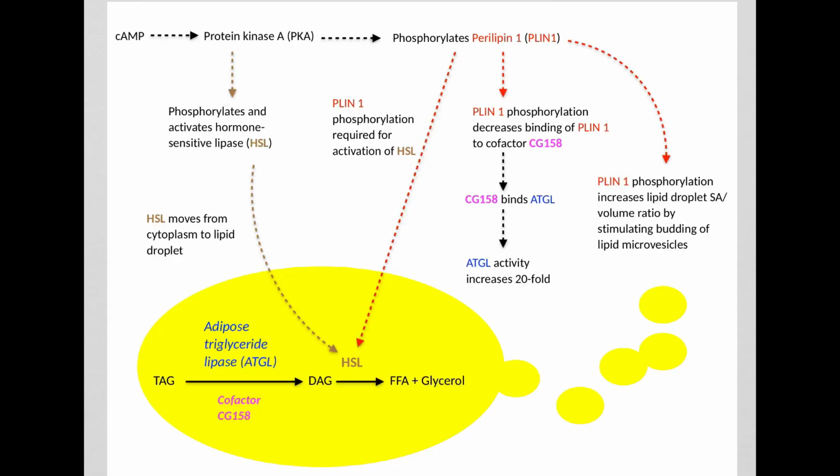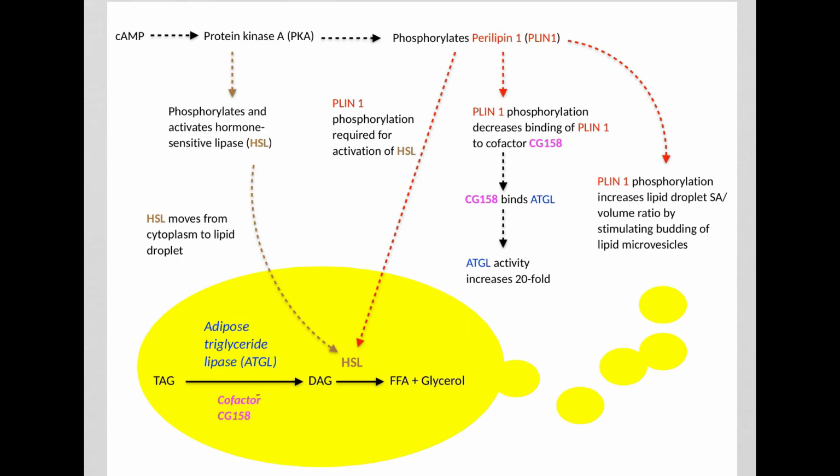There is another enzyme, and this enzyme is adipose triglyceride lipase, or ATGL. Now this enzyme, in the presence of its cofactor CGI-58, will break down triglycerides into diglycerides, diacylglycerol. And this diacylglycerol, or diglycerides, will then be broken down by HSL into fatty acids and glycerol, thereby increasing lipolysis.